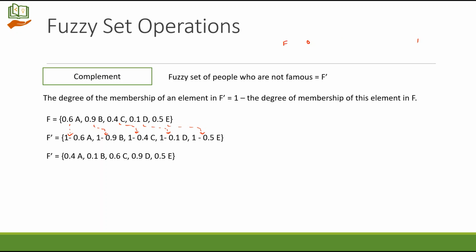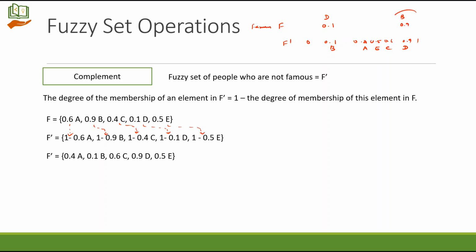Now just take a scale of 0 and 1. This is for F dash. We have 0.1, 0.4, 0.5, 0.6, then 0.9. Here 0.1 is for B and 0.9 is for D. 0.4 will be A, 0.5 will be E, 0.6 will be C. In F, what did we have? We had 0.1 in D and 0.9 in B. So this is for famous people.